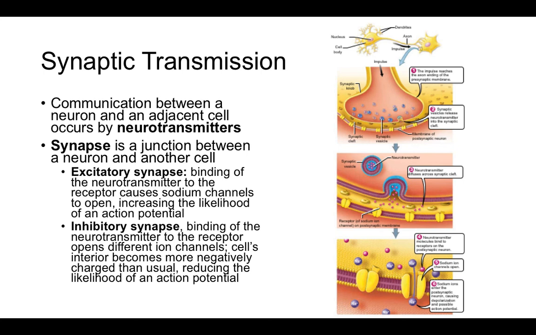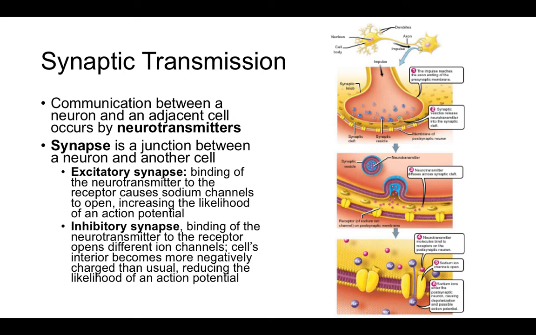Now, a synapse, as I mentioned, is a junction between one neuron and another one, and it also can be between a neuron and an effector cell, or an interneuron or another neuron. Now, there are two different types of synapses: excitatory and inhibitory. An excitatory synapse is one that allows the sodium channels to open, and it increases the likelihood of an action potential.